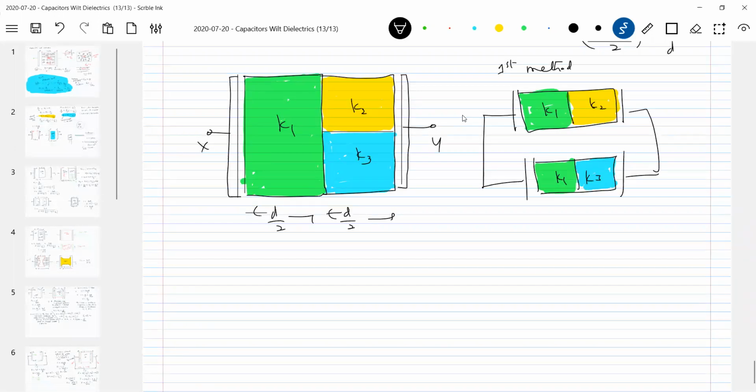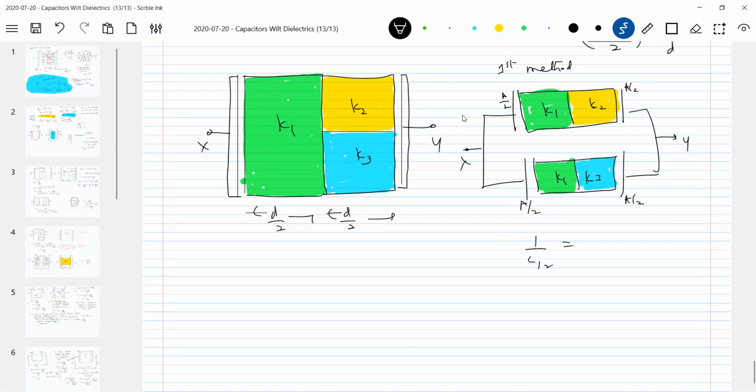So this will be the x, y. K1, so this will be how much area of cross sectional plates will become A by 2, A by 2, A by 2, A by 2. So C12 parallel to C13. Again C12 we have to calculate. First we'll calculate C12.